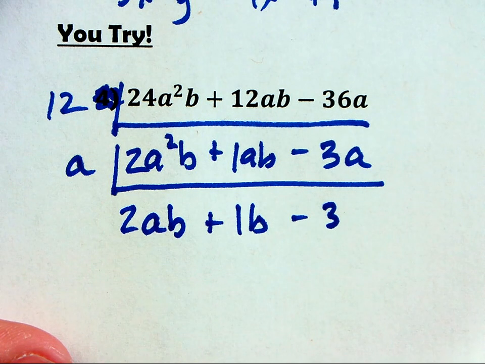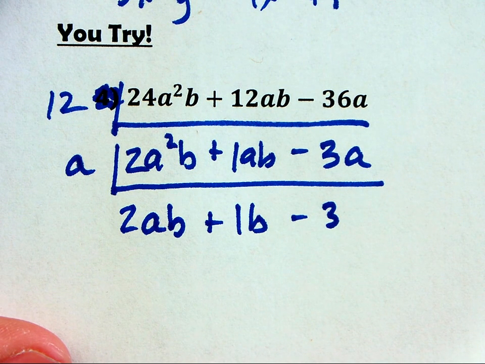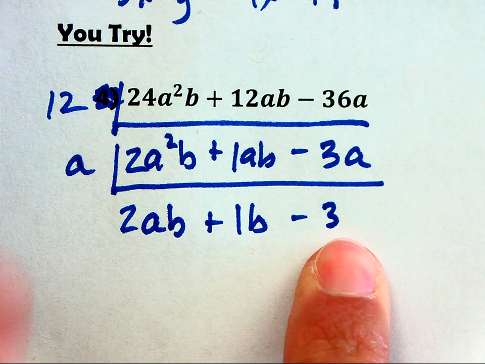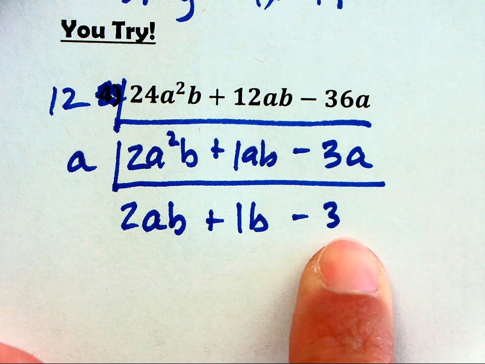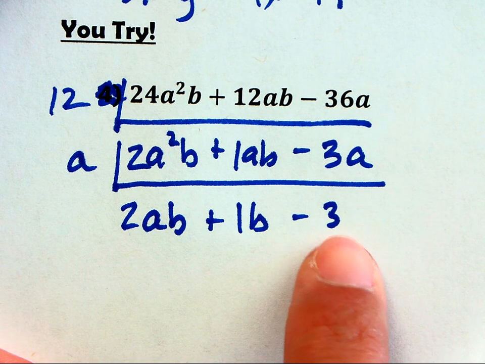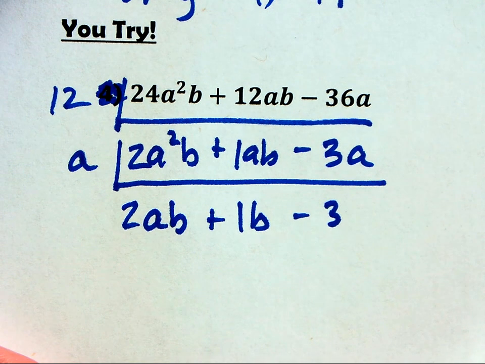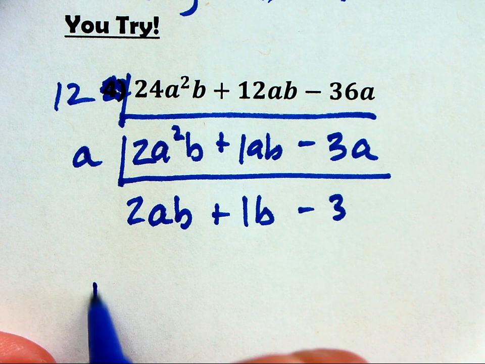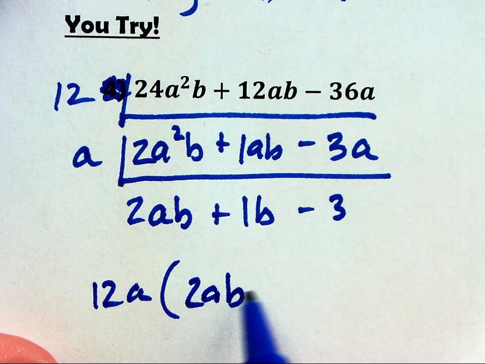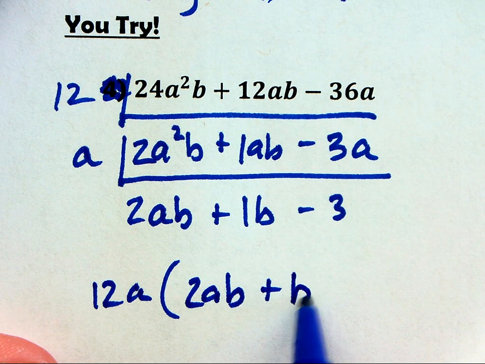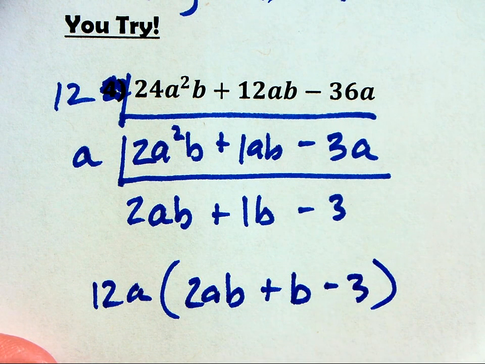And then we're going to check to see if we can divide out powers of b, but since the last term doesn't even have any variable b in it, there's really no point. You can't divide a power of b out of these terms if one of the terms doesn't have a b in it. So we're pretty much done. 12a is our GCF, and then 2ab plus 1b minus 3 is the remaining factor.